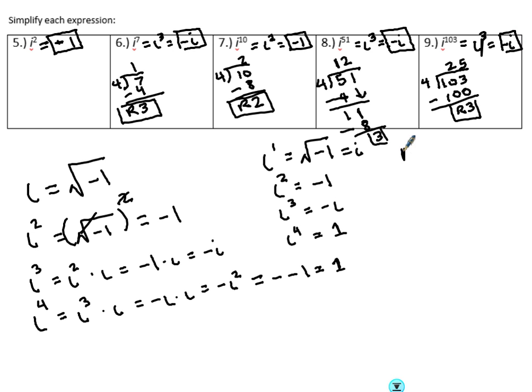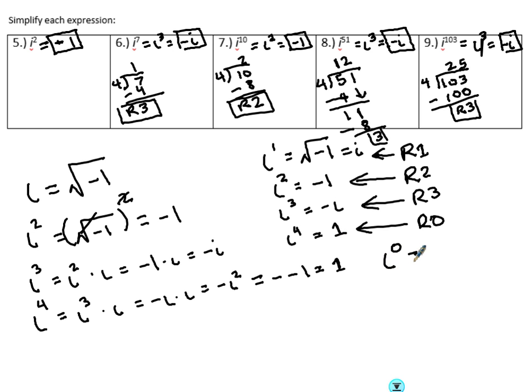If you had a remainder of 1, you would use i to the first, or i. Remainder of 2, -1, remainder of 3, -i, and a remainder of 0, or no remainder, would be 1. Because even though i to the fourth is 1, so is i to the 0, because anything to the 0 power is 1.